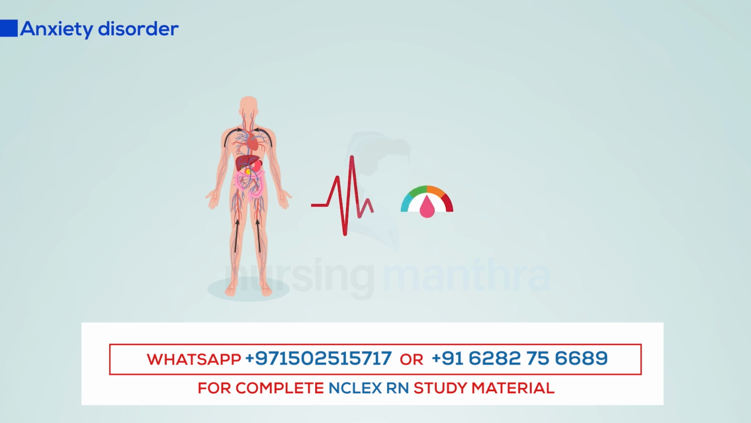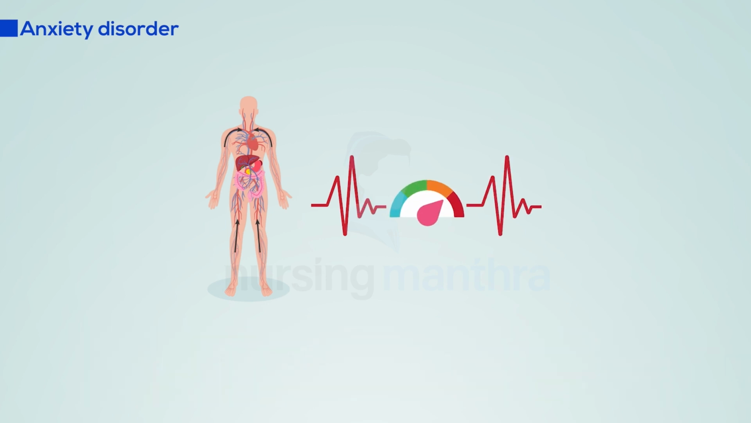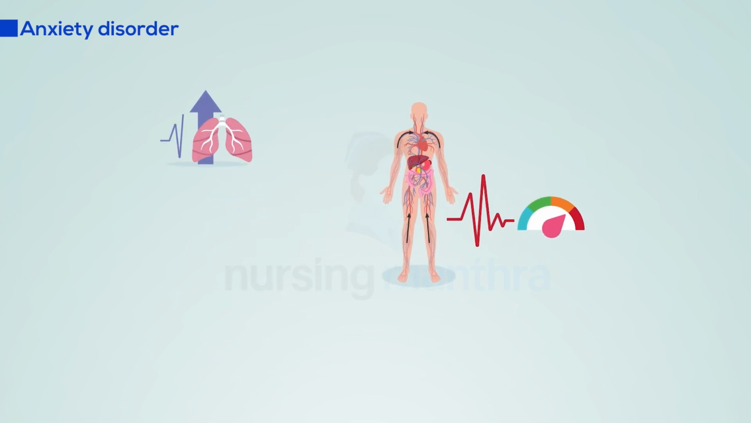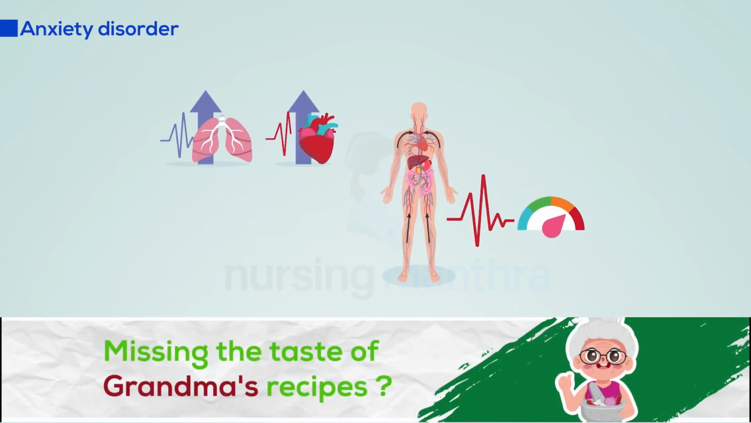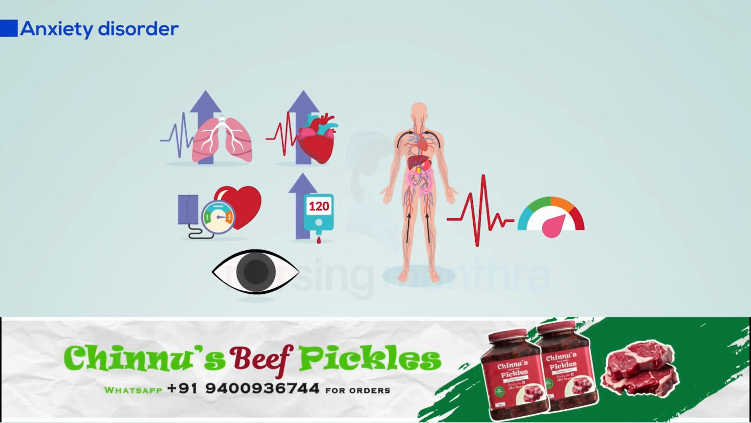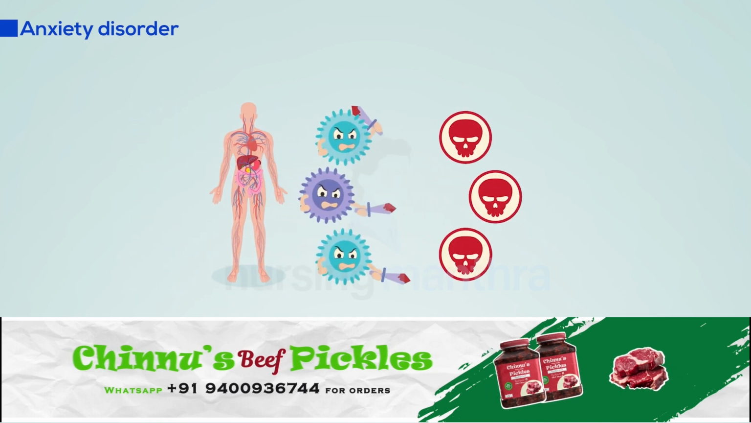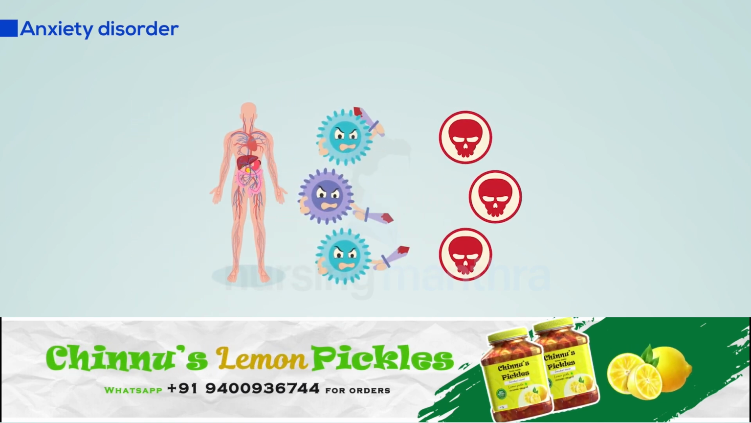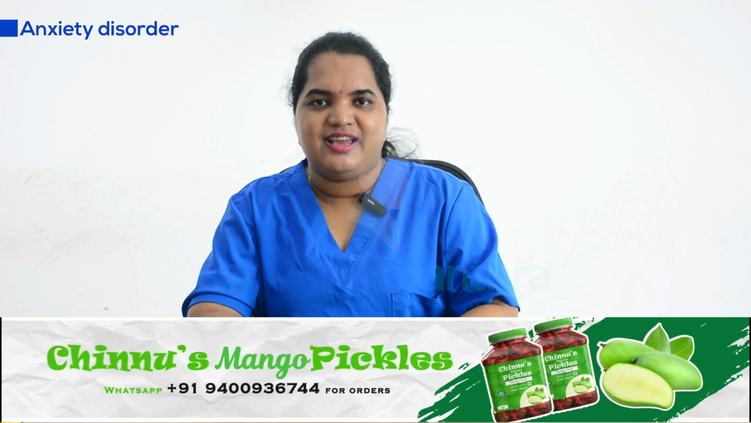So what is the memory trick here? SNS means sympathetic nervous system, which will speed up the vital signs. That means increasing your heart rate, increasing the blood pressure, sugar levels and dilating the pupils, all will be there when you are getting anxiety. Sympathetic nervous system speeds up the vital signs, all the vital signs.